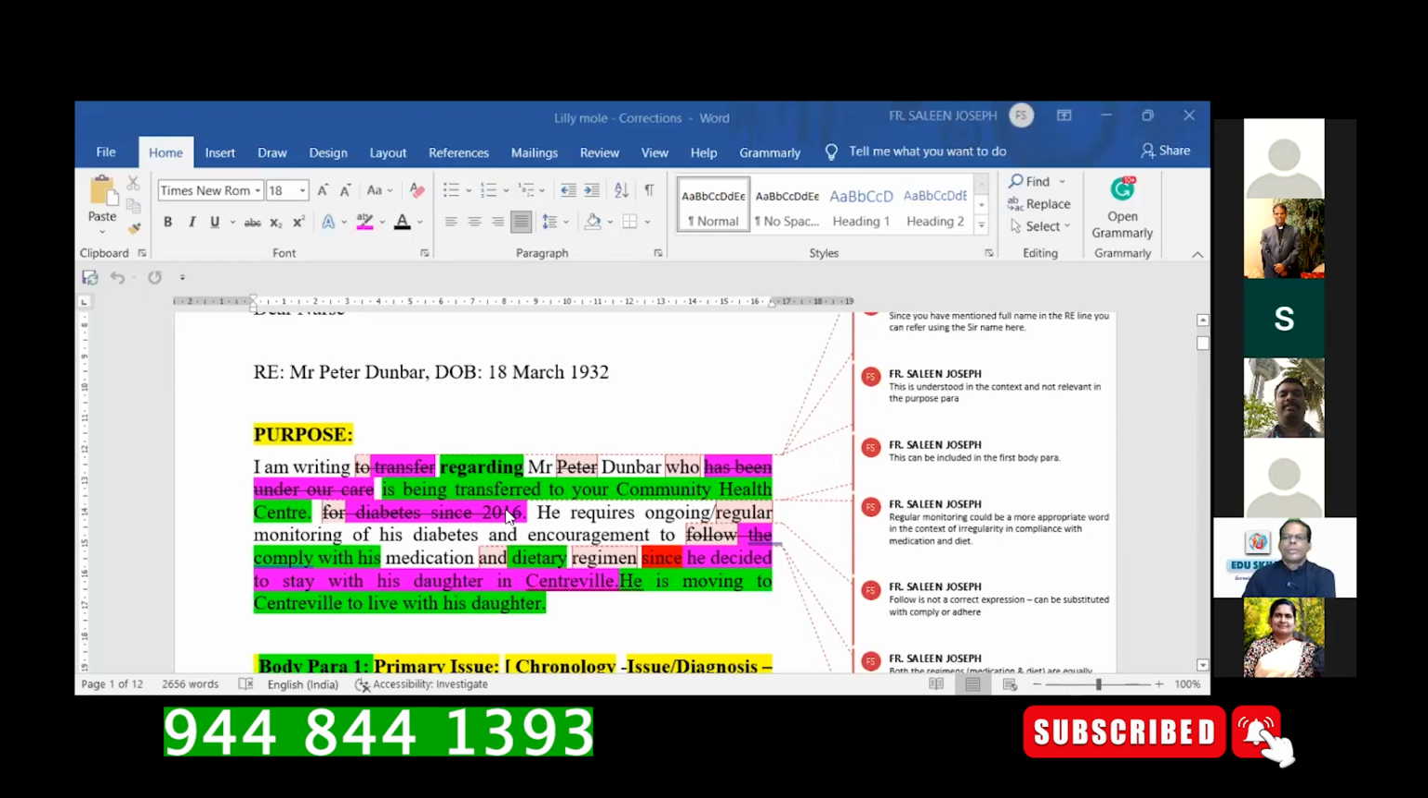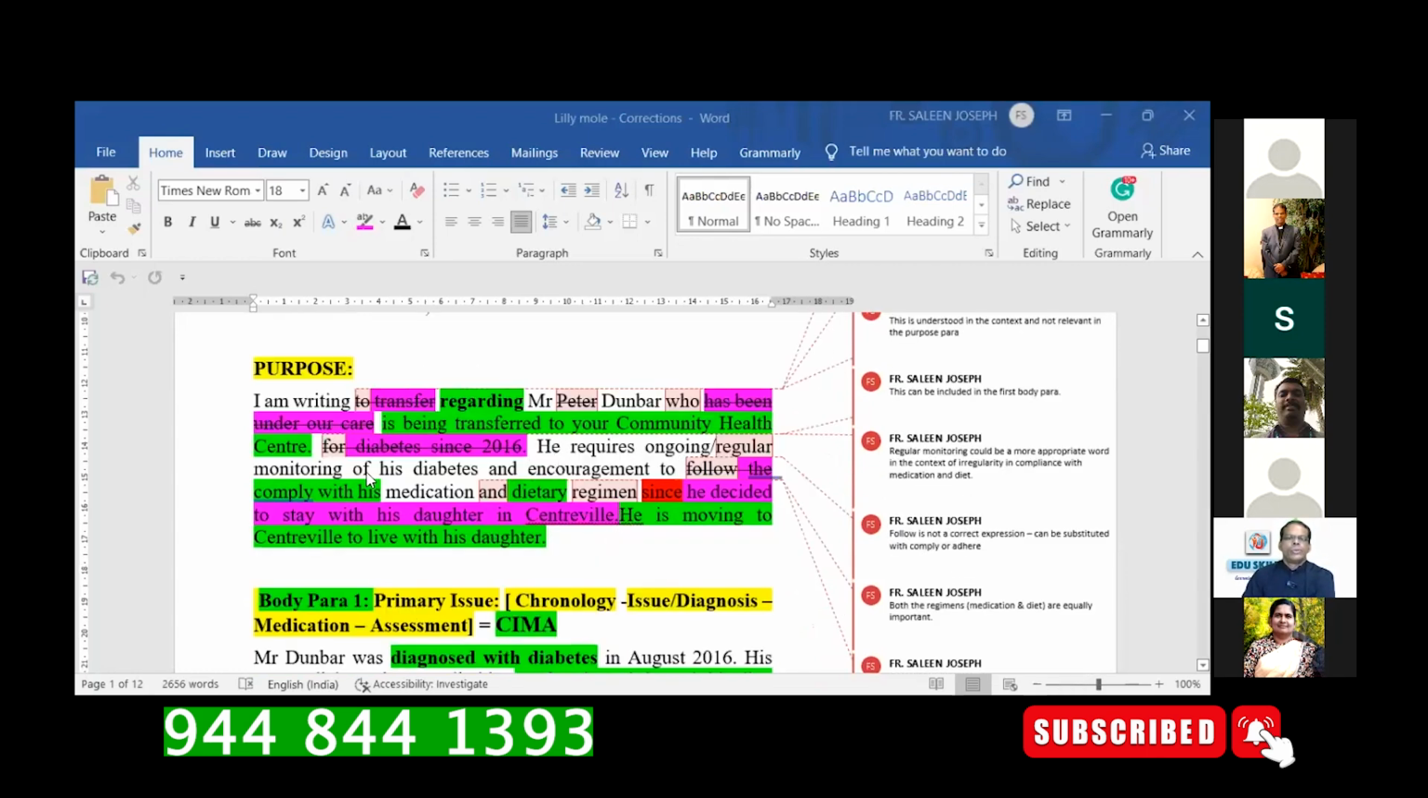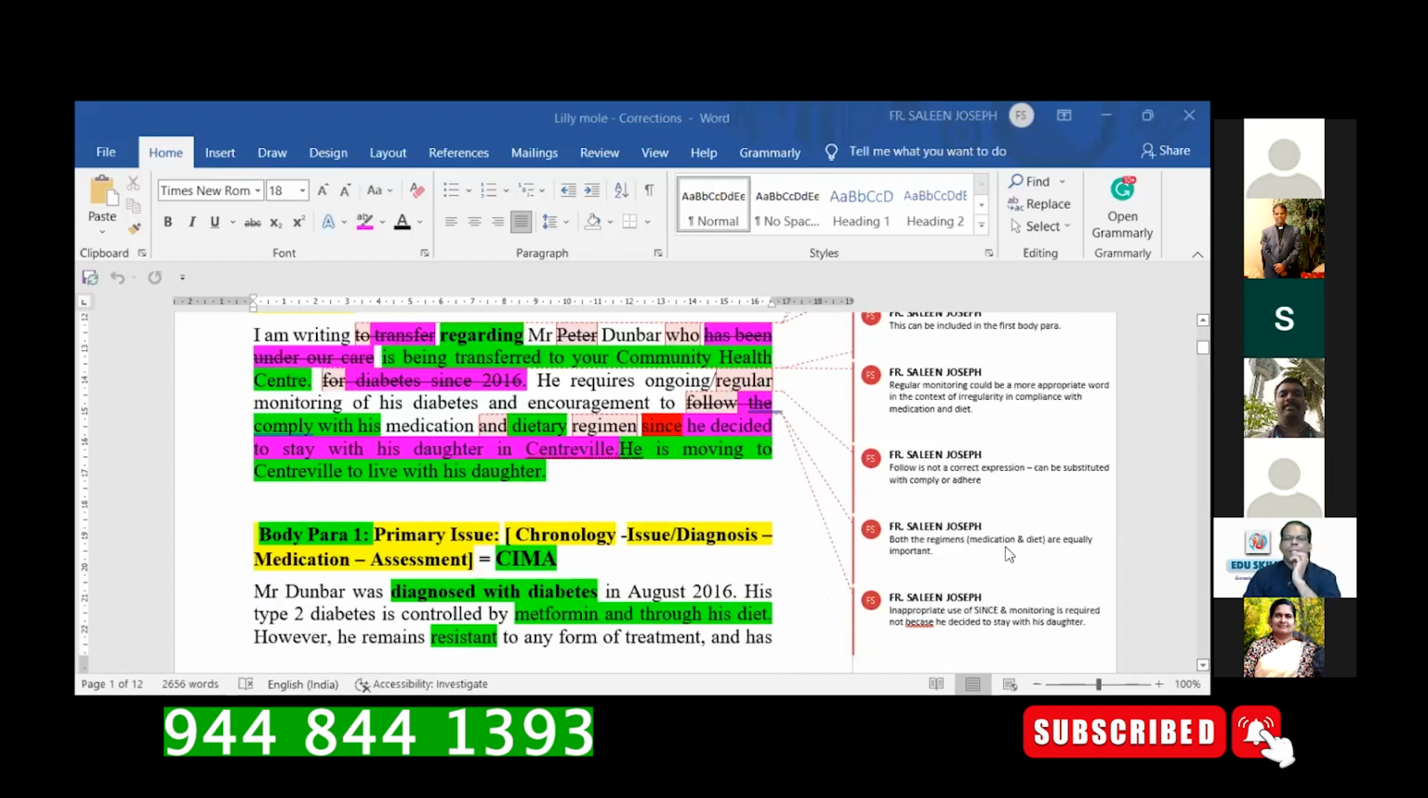And for diabetes, since 2016 is not required. He requires ongoing, or regular, whatever you can write, regular monitoring of his diabetes and encouragement to follow. What is regular? Monitoring could be a more appropriate word in the context of irregularity in compliance with the medication. So, ongoing encouragement to comply with his medication. Instead of follow, you can use comply or adhere with his medication and dietary regimen. Both of the regimens should be mentioned; in the previous letter which we saw, only medication was mentioned, not the dietary regimen. Since he decided to stay with his daughter, that's not required.